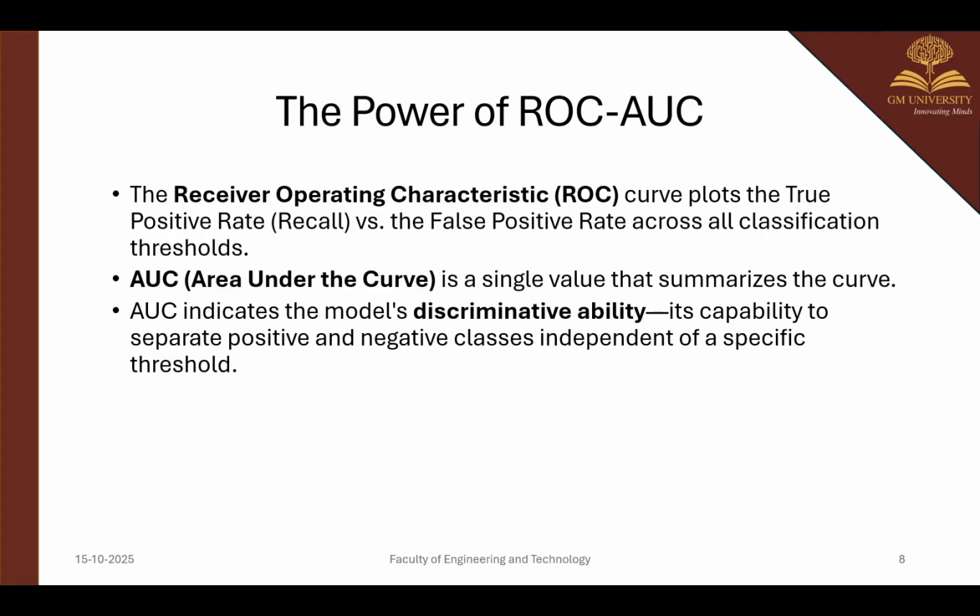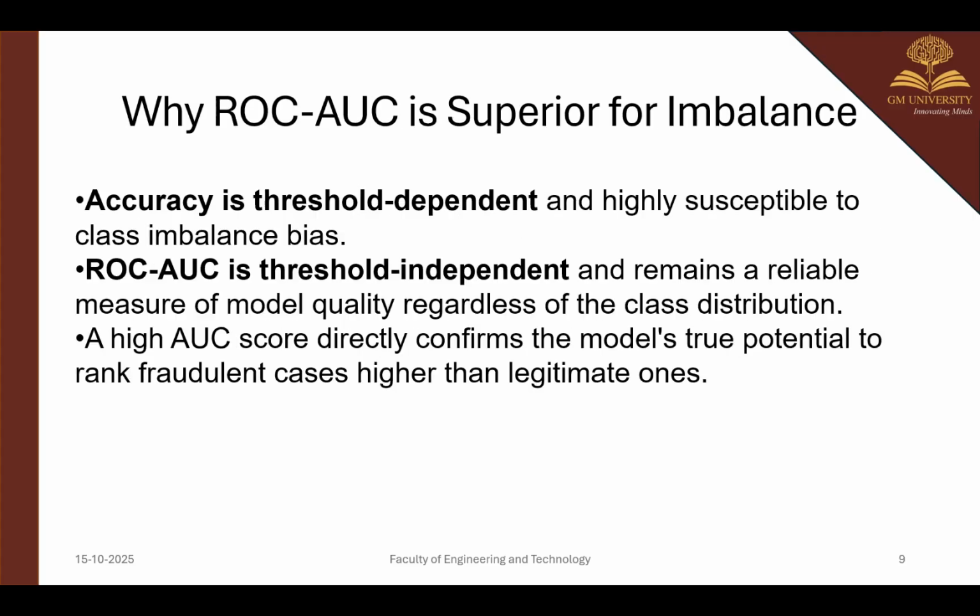The curve plots the true positive rate, that is recall, versus the false positive rate across the classification threshold. Then AUC is a single value that summarizes the curve. So after getting the exact value, it is going to predict the whole summary of the model. AUC indicates the model's discriminative ability, its capability to separate positive and negative classes independent of a specific threshold.